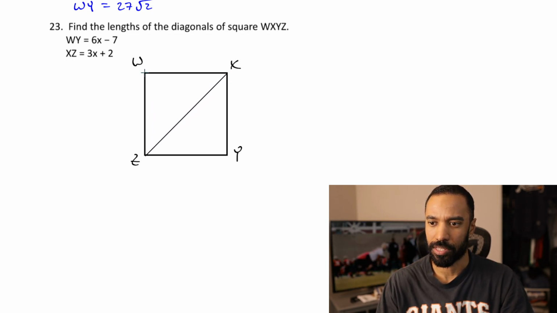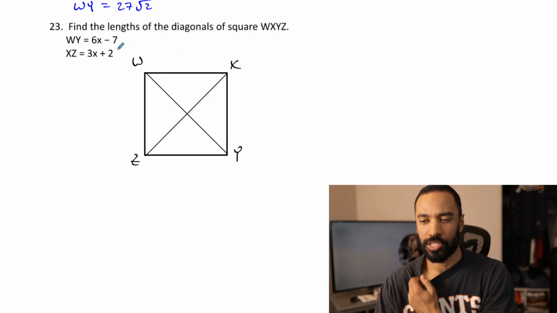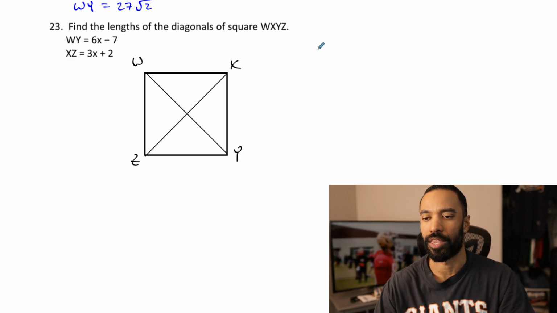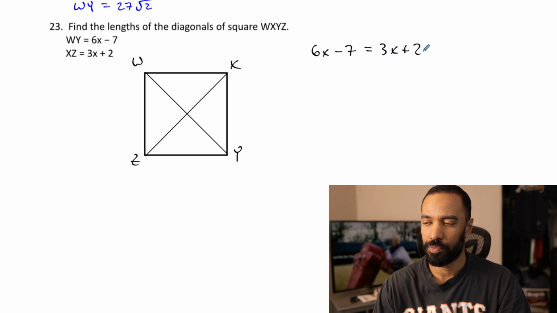They do say find the lengths of the diagonals, though. Let's see what we're given. This is why you want to draw it out. WY is 6x minus 7, that's one of the diagonals, and XZ is 3x plus 2, that's the other diagonal. Okay, they'll be congruent. 6x minus 7 equals 3x plus 2.